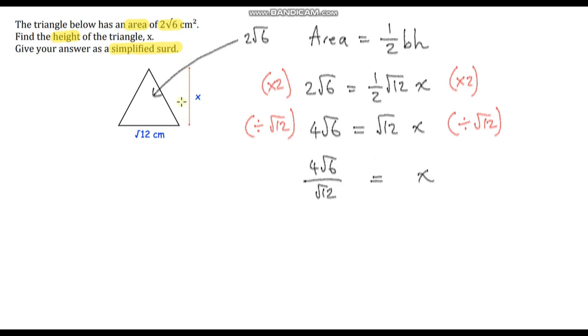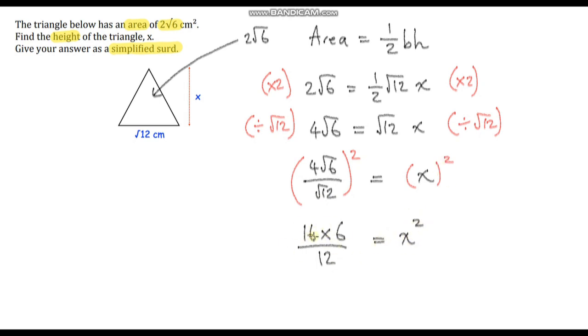So we have found the height of our triangle, but it is definitely not a simplified surd. So we need to simplify this. So to get rid of our surd in the denominator, I'm going to square both sides, because if I square root 12, that will just get rid of the surd. So if I square the left and then square the right, that's absolutely fine. I'm doing the same to both sides. So if I square the numerator, we need to square everything in the numerator. So 4 squared, well that is 16, times square root of 6 squared, well that's just 6. And then in our denominator, root 12 squared, well that's just 12. And then on the right hand side, we've got x squared.